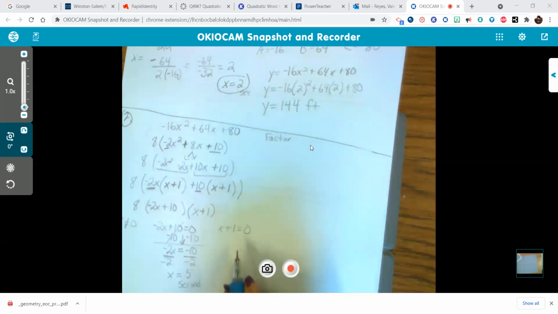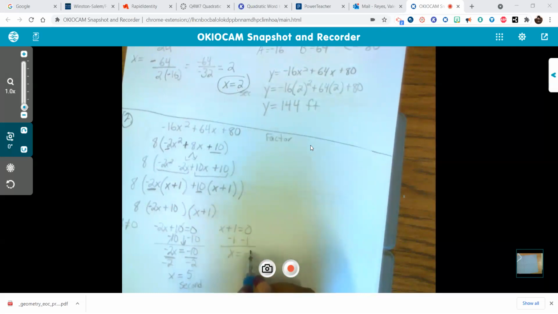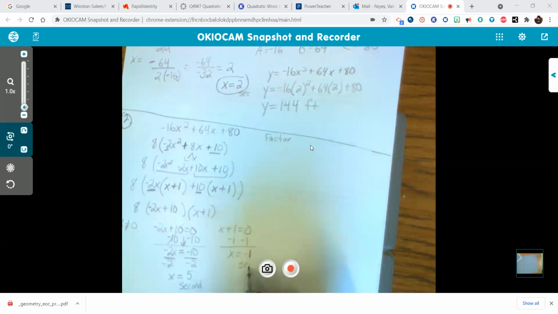Okay. So now let's solve this. How do you get x by itself here? Very good. You subtract 1. This gives me x is equal to negative 1. So x here is equal to negative 1 seconds.